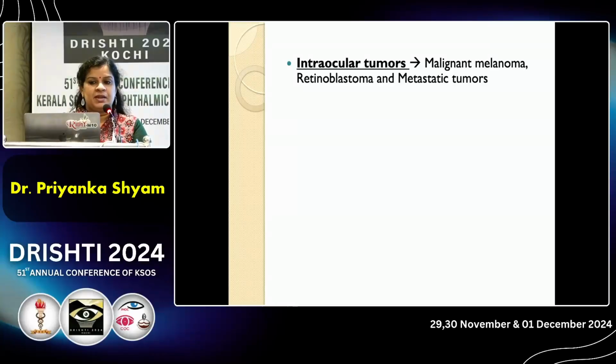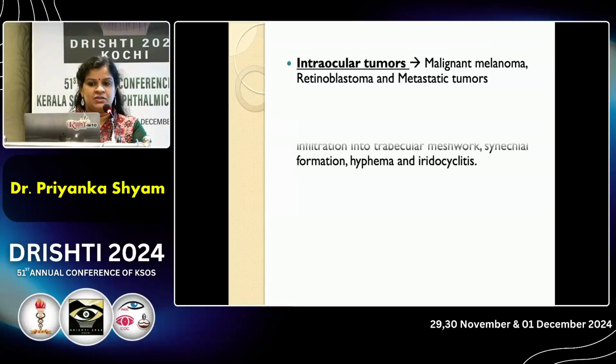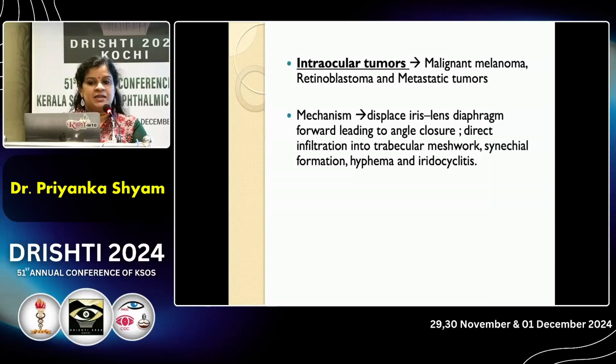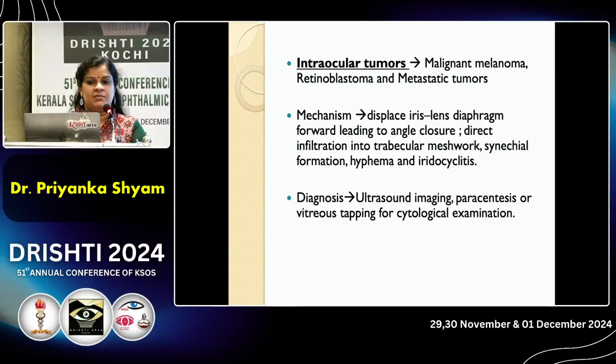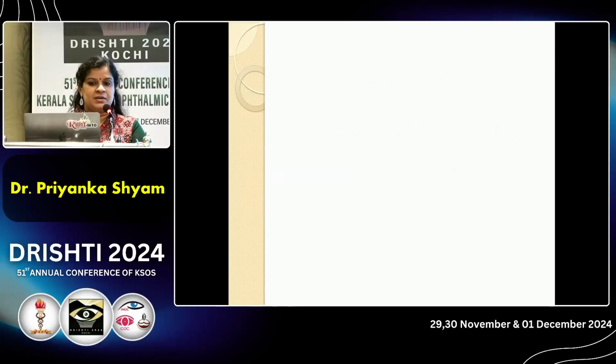Intraocular tumors like malignant melanoma, retinoblastoma, and metastatic tumors can displace the iris lens diaphragm forward, leading to angle closure, or by direct infiltration into the trabecular meshwork, synechial formation, hyphema, and by iridocyclitis. The diagnosis is done by ultrasound imaging, paracentesis, or vitreous tapping for cytological examination.